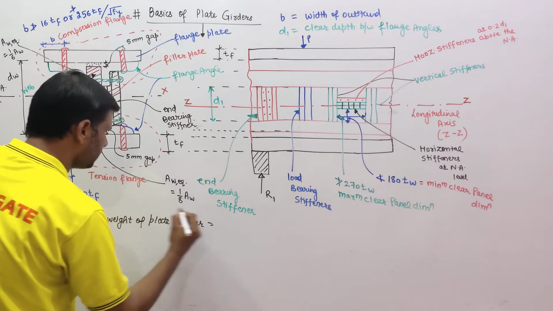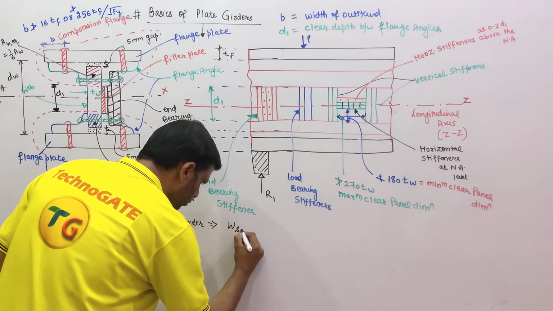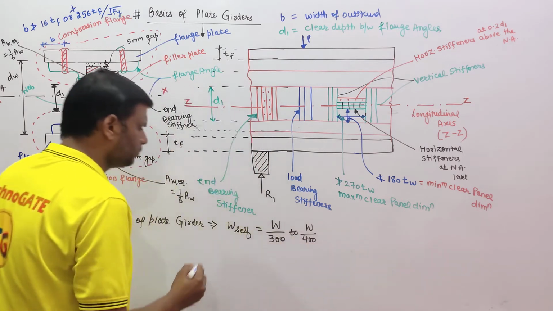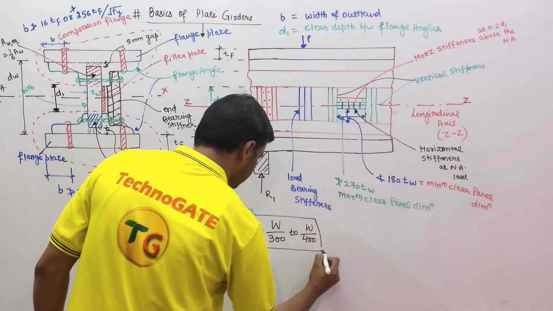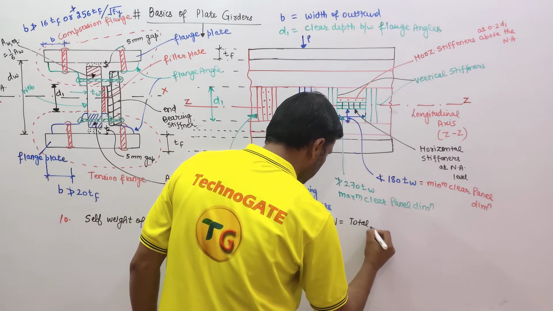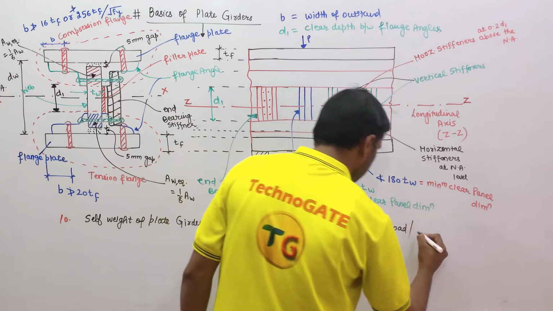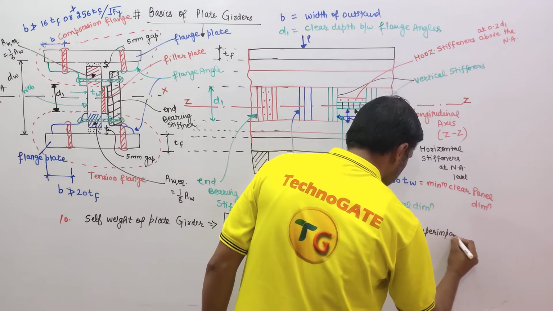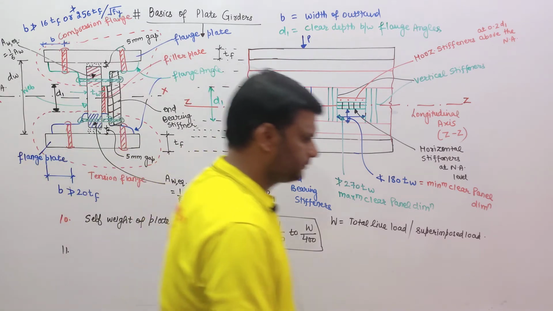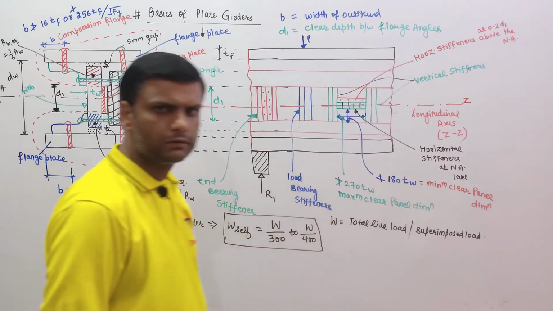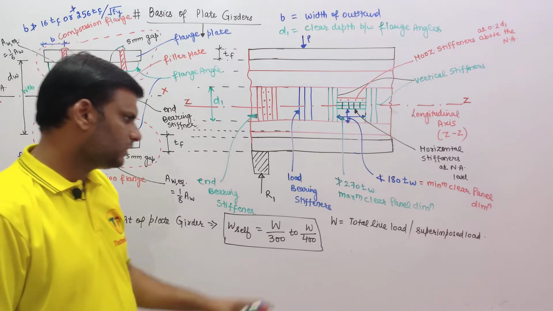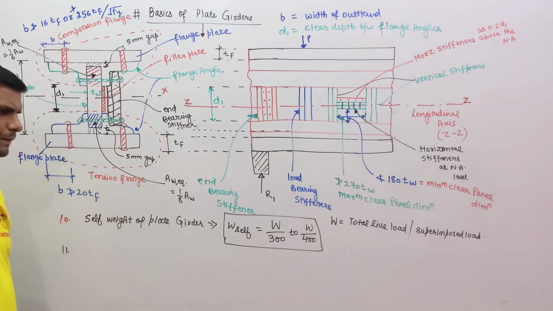So self weight of plate girder, W self, is equal to W by 300 to W by 400, where W is the total live load or superimposed load on the plate girder. This is the self weight of plate girder. How is it calculated? We have the simple formula. This will be given to you.